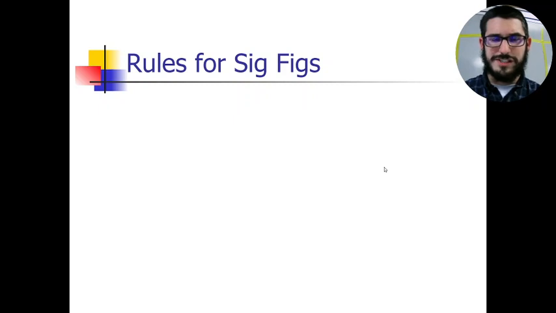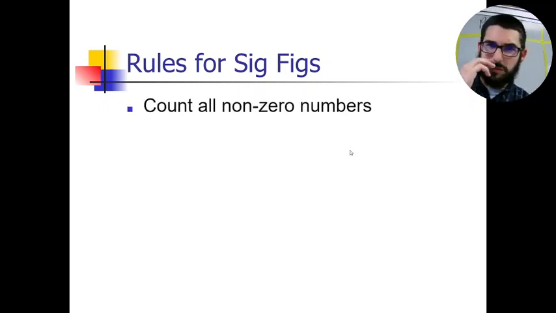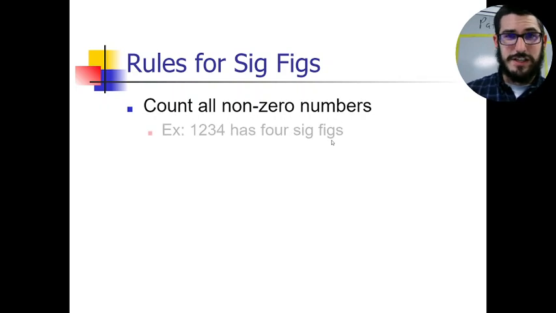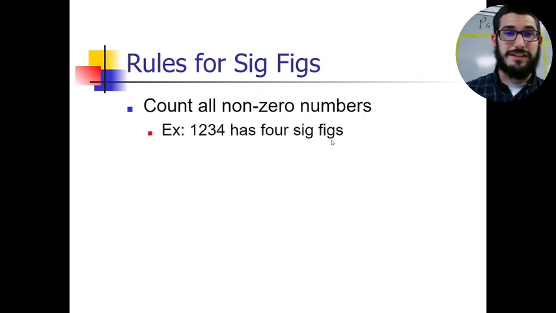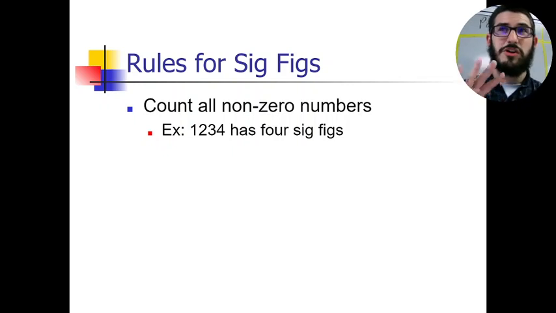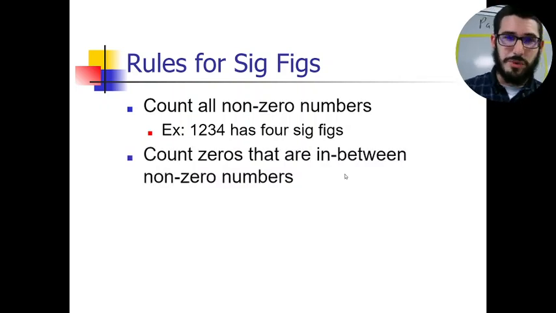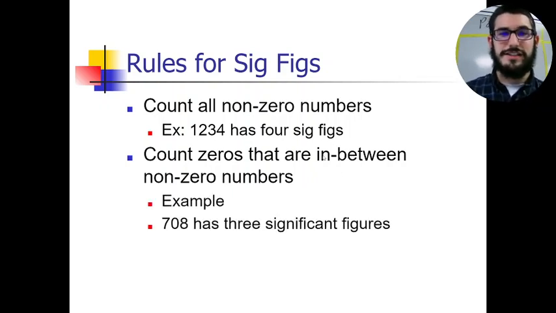So the rules for significant digits, this is what you will want to make sure you get down. So all non-zero numbers, count all non-zero numbers as significant figures. So 1, 2, 3, 4 has 4 significant digits because 1, 2, 3, and 4 are all non-zero digits. Non-zero just means anything other than 0. Then count zeros that are in between non-zero numbers. Any zeros that are trapped, like this 0 between the 7 and the 8, that's going to be a significant digit, a significant figure. So this 708 has 3 significant figures.